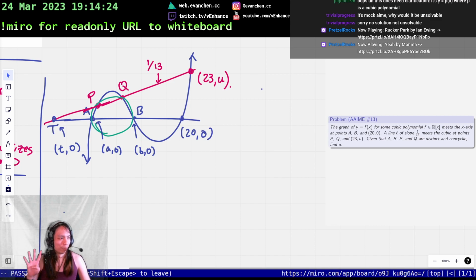There are 4 variables in this problem. I have little t, little a, little b. I guess there's only 3. Because u and t determine each other, right? Like if I know where t is, I know where little u is and vice versa.